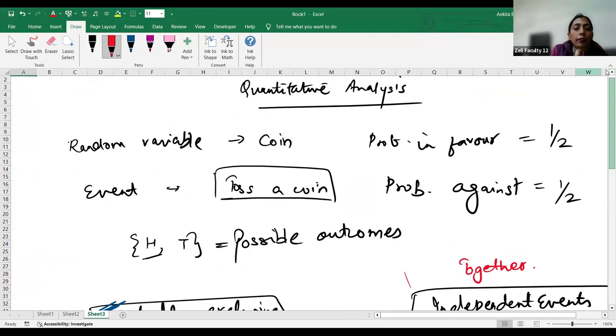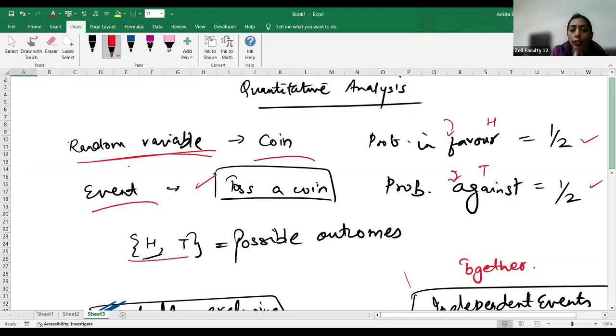Okay. So I just told that random variable means any variable. Like here I took an example as a coin. Then I said event. Event here is tossing a coin. Then probability in favor means if I want to have a head, then the probability of getting a head is 1 by 2. Probability of getting a tail is 1 by 2. So head and tail are all possible outcomes.